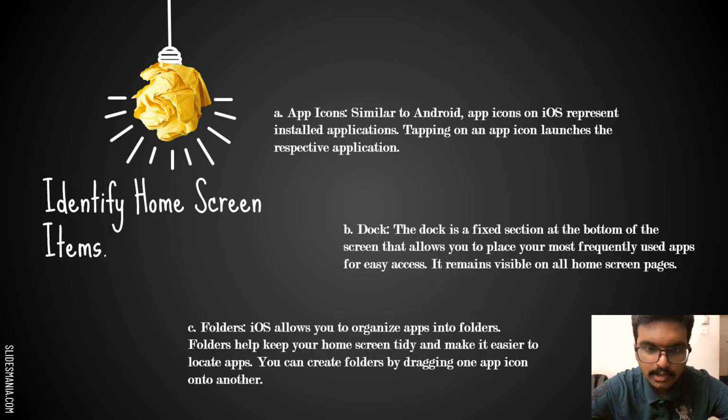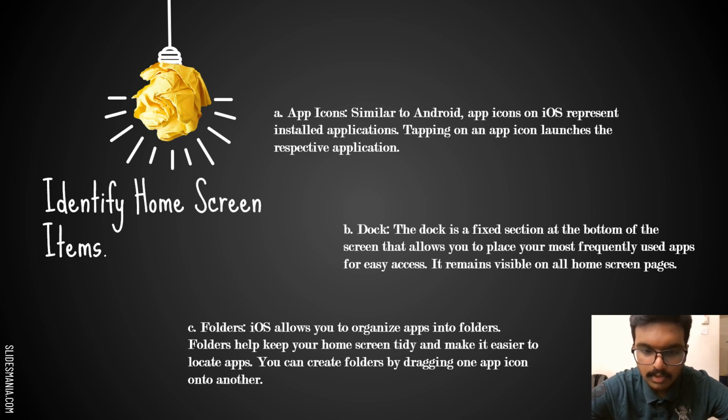Identify home screen items. A, app icons. Similar to Android, app icons in iOS represent installed applications. Tapping on an app icon launches the respective application. B, dock. The dock is a fixed section at the bottom of the screen that allows you to place your most frequently used apps for easy access. It remains visible on all home screen pages.